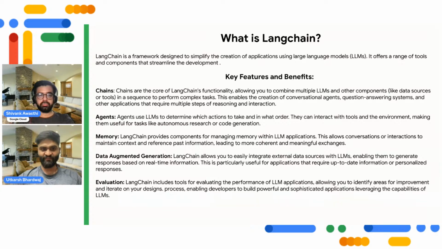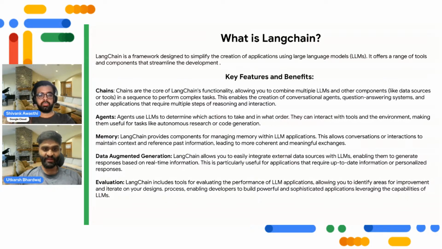The key features and benefits include, first of all, as you can guess from the name, the chains themselves. The chains are the core of LangChain's functionality, allowing you to combine multiple LLMs and other components like data sources and tools in a sequence to perform complex tasks. This enables the creation of conversational agents, question answering systems, and other applications that require multiple steps of reasoning and interaction. Then come the agents that use LLMs to determine how they can interact with tools and the environment, making them useful for tasks like autonomous research and code generation.